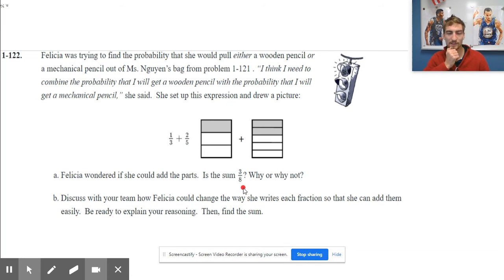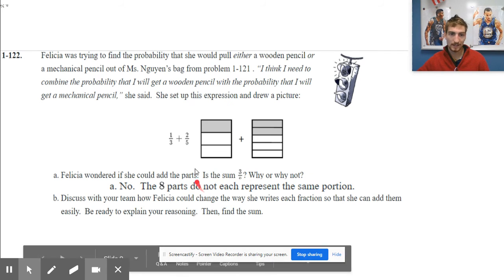Is this correct? Think about what we did yesterday adding fractions. Can you just add across the top and add across the bottom? Explain why or why not. All right, so you should have gotten that. No, the 8 parts do not each represent the same portion. So again, we'd have to find that common denominator.